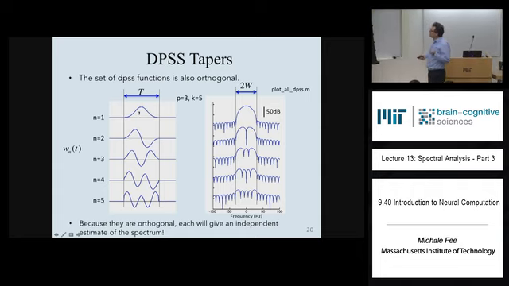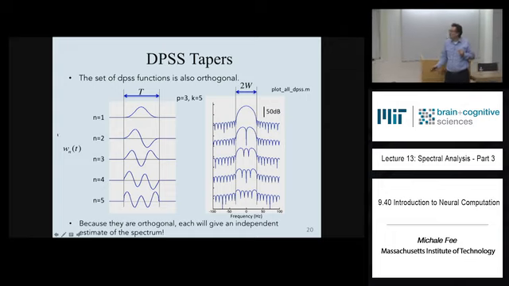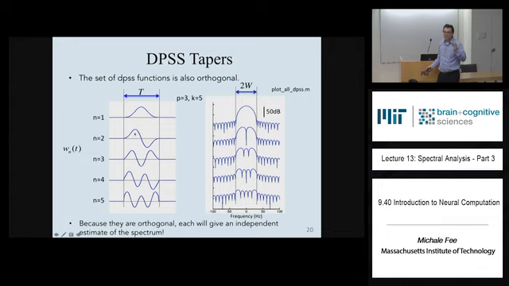And the other interesting property is that these functions are all orthogonal to each other. That means if you multiply this function times that function and integrate, you get 0. If you multiply any 2 of these functions and integrate over the window minus T over 2 to plus T over 2, the integral is 0. What that means is that the spectral estimates you get by windowing your data with each of these functions separately are statistically independent.